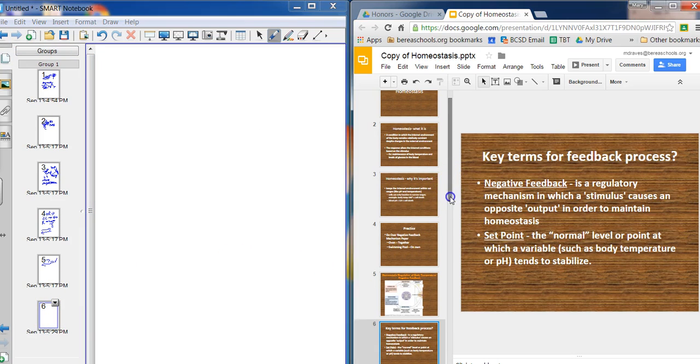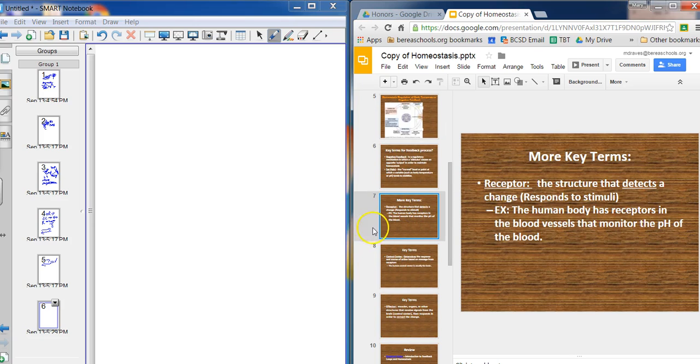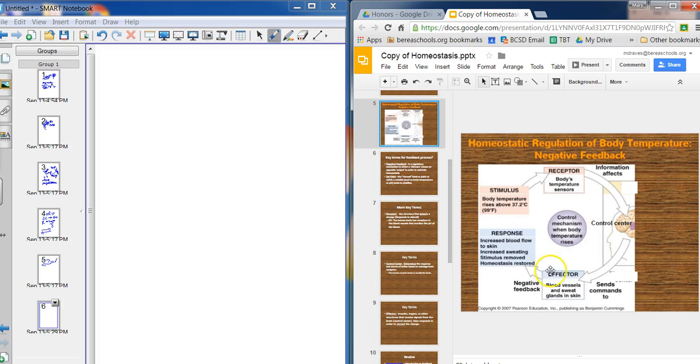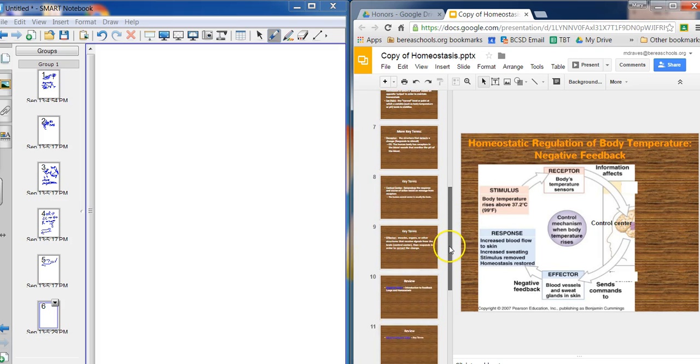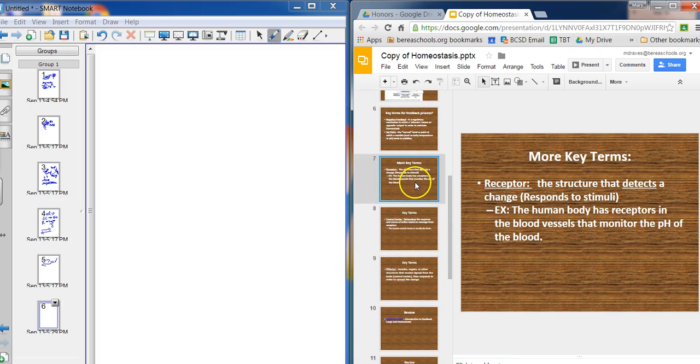Okay, and then let's move on here. Some other key terms. The receptor, again, is the structure that detects the change. So if we go back to this, the receptor here is the actual structure that senses the change. So there's a change in body temperature, and that receptor sends messages to the brain to detect this change, and as a result messages are sent via the blood vessels, and that monitors that temperature, or in this case the pH. So the receptor is the actual structure that detects the change.